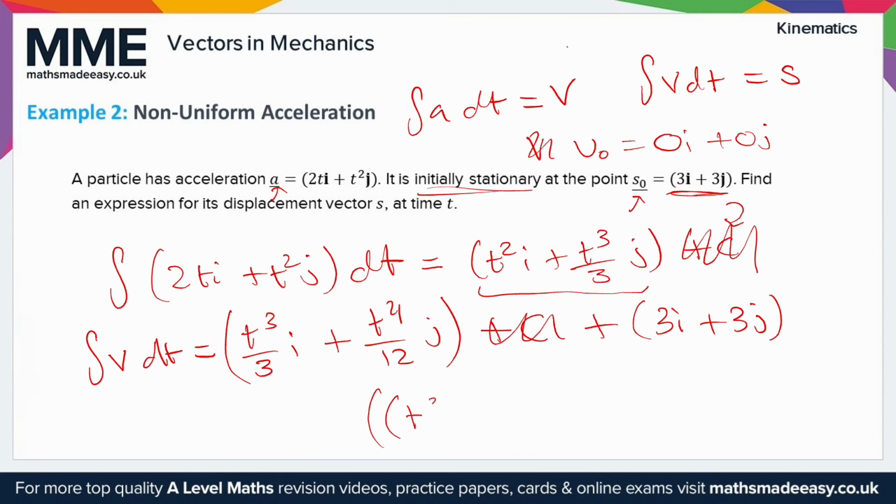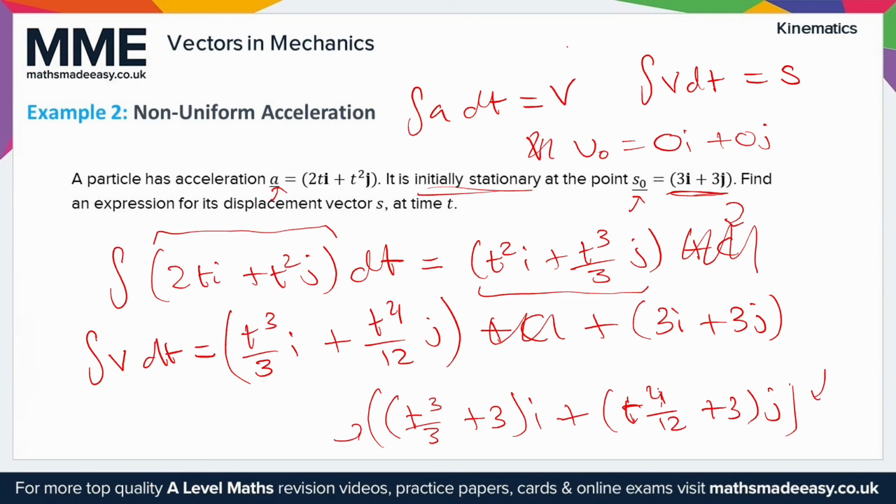So we're going to have t cubed over 3 plus 3 i, and then plus t to the power of 4, not t cubed, over 12 plus 3. And that's going to be the j component. Now, you don't need these outer brackets. You could just write it as the inner brackets times i, and then the other bracket times j. I've just put them there for the sake of trying to keep it a similar notation to before.